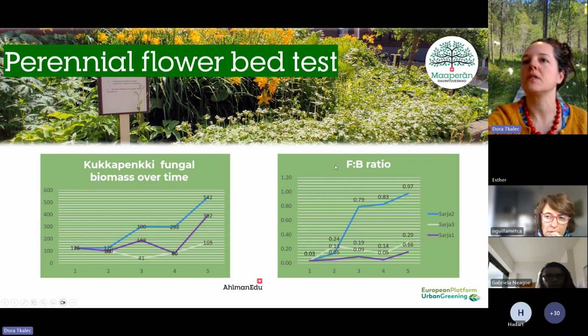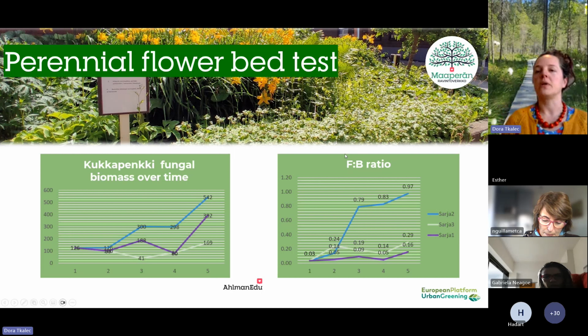And then this is a comparison between the fungal and bacterial biomass ratio, how it stayed the same in the minerally, conventionally managed plot, and in this biologically managed plot, we managed to make this fungal to bacterial ratio closer to the desired range, which is 2.